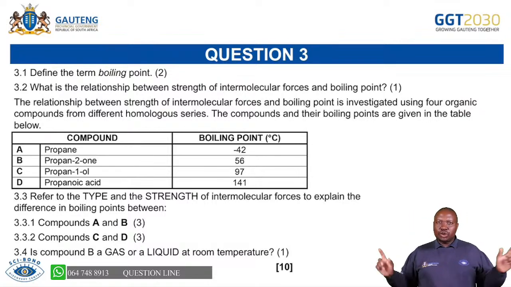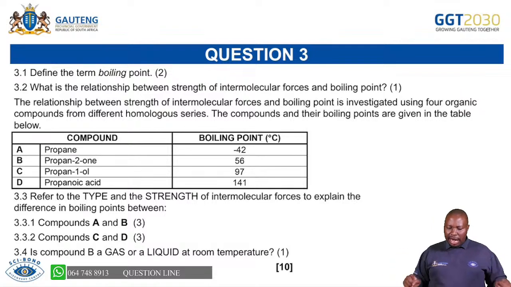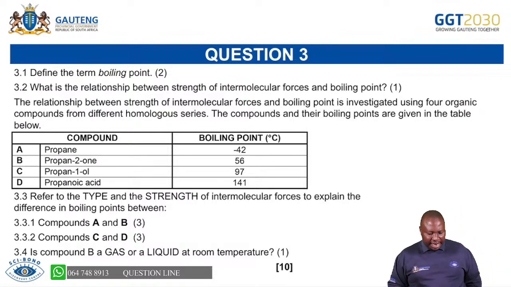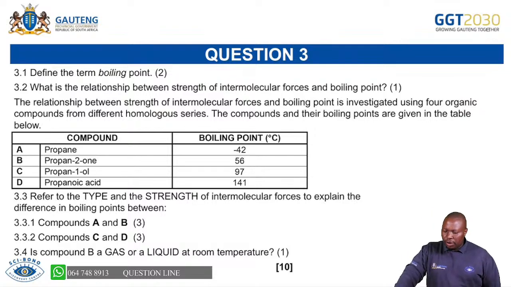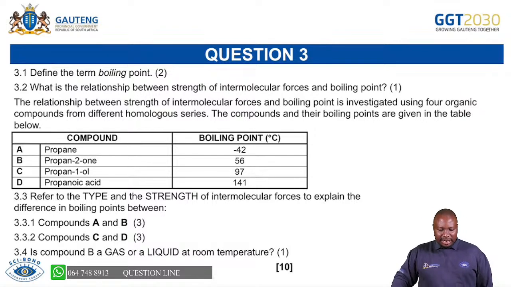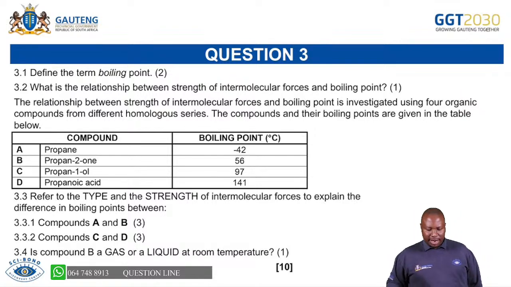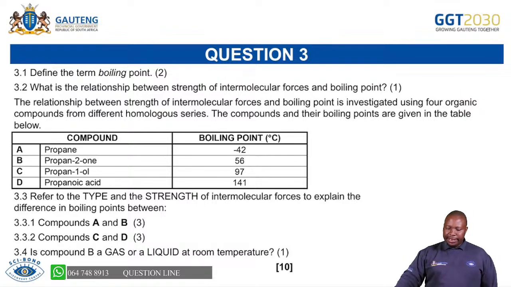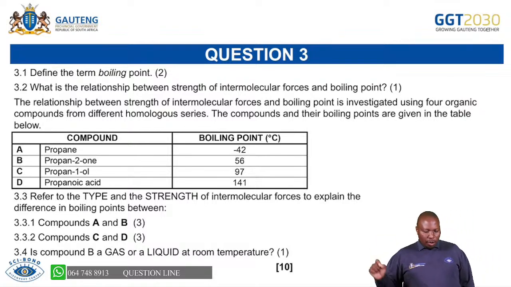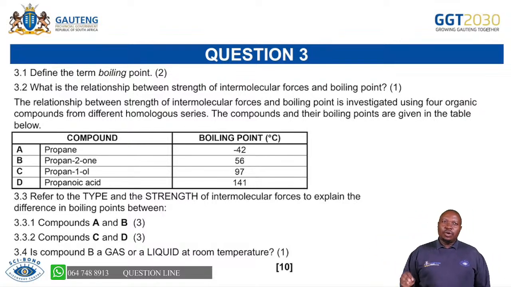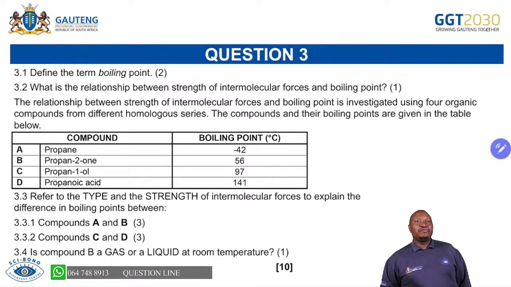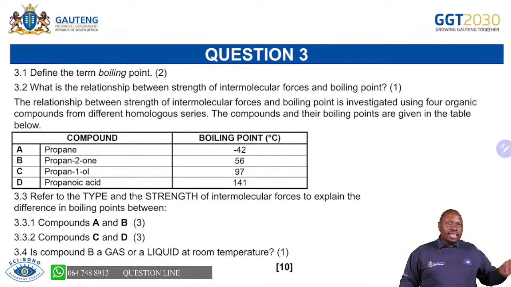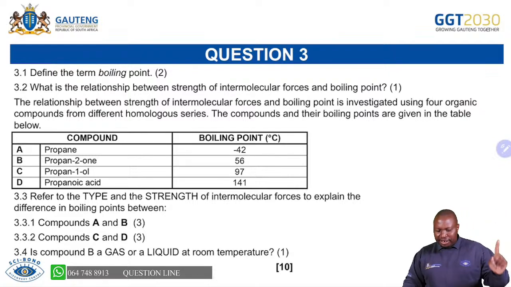A carboxylic acid has two sites of hydrogen bond, and alcohol has one site. I think I've emphasized that. And then the question is saying refer to the type and strength of intermolecular force to explain the difference in the boiling points between compound A and B. The question has already told you to focus on the type and strength of intermolecular force. So the first thing you're going to talk about is the type of intermolecular force.